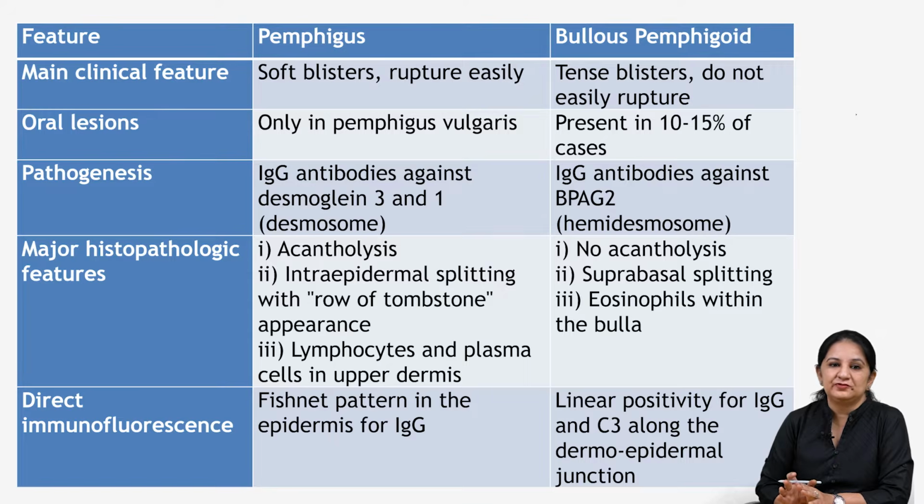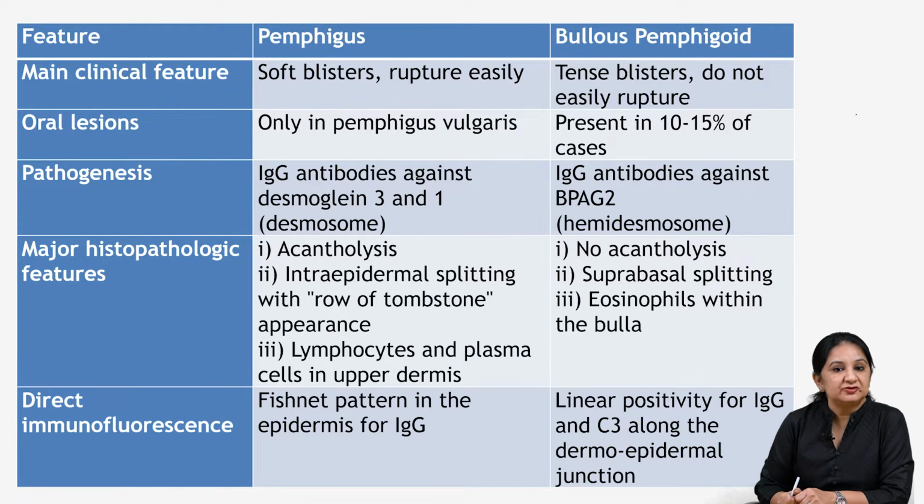This is a very beautiful table comparing the features of pemphigus and bullous pemphigoid. Important features to remember: in pemphigus you will see soft blisters, in bullous pemphigoid you will see tense blisters. That is what is there in our question. And an important differentiating feature is in the direct immunofluorescence: you will see a fishnet pattern for IgG in the epidermis, whereas in bullous pemphigoid you will see linear positivity for IgG and C3 along the dermo-epidermal junction. That is the case given here.